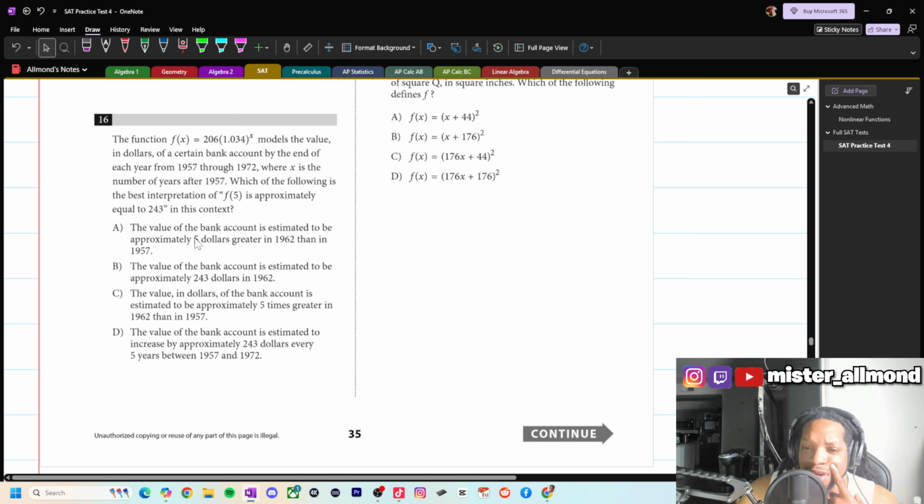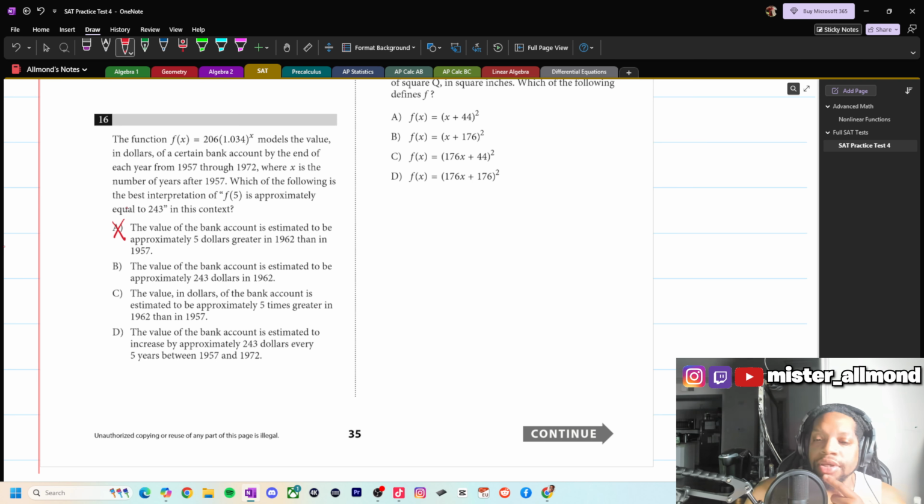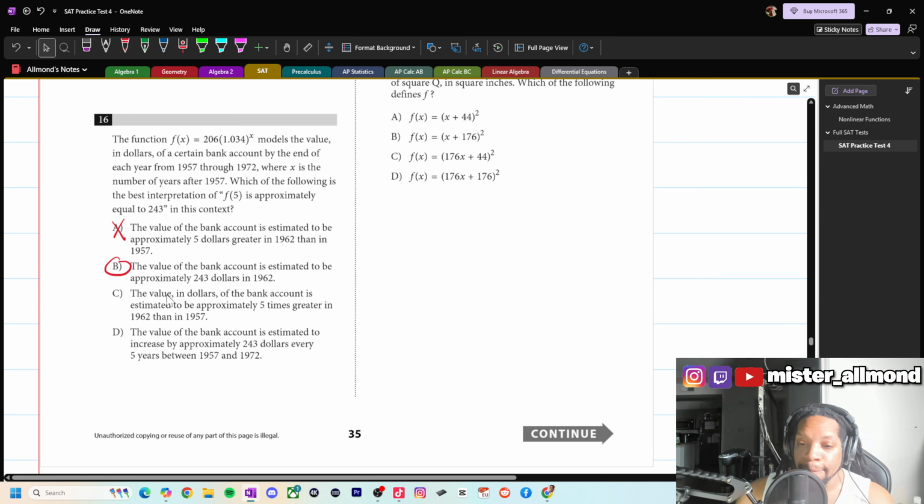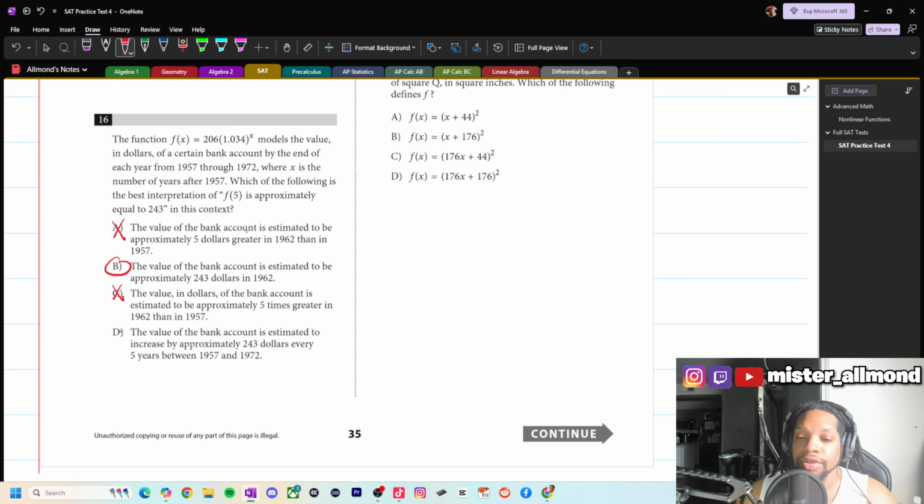Not A. It's not going up by $5. 5 is a number of years, so I know it's not A. Let me cross that out. B, the value of the bank account is estimated. Yeah, B is exactly what we said. So if I'm pressed for time, I'm moving on. But if I got time, let me make sure. 5 times greater, that's definitely not it. D says every 5 years increases by 243. Nah, f of x is not a rate of change. It's just a value. And that value is 243. So I'm going with B.